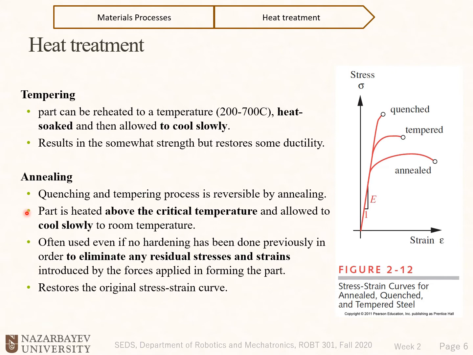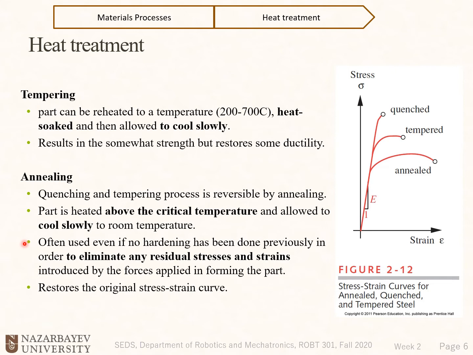We will cool the part to room temperature. So the main difference between these heat processes is the speed of cooling. Annealing is often used, if no hardening has been done previously, in order to eliminate any residual stress and strain. I will explain in a coming slide how those residual stresses and strains happen because of, let's say, cold working or hot working, or some other reasons.